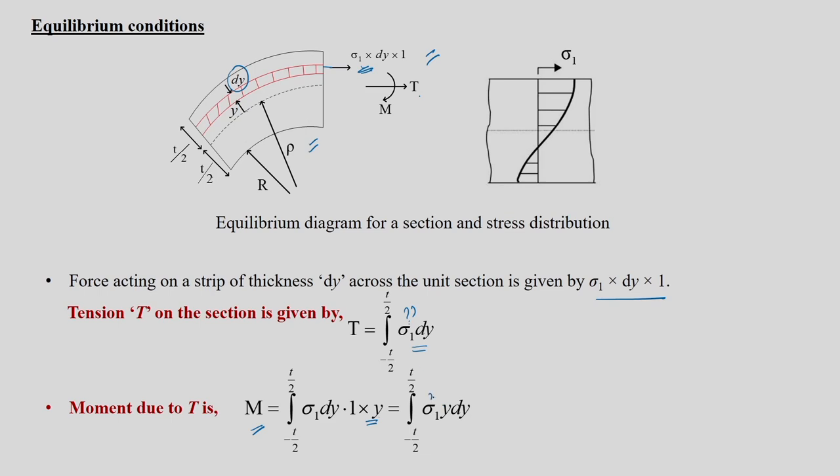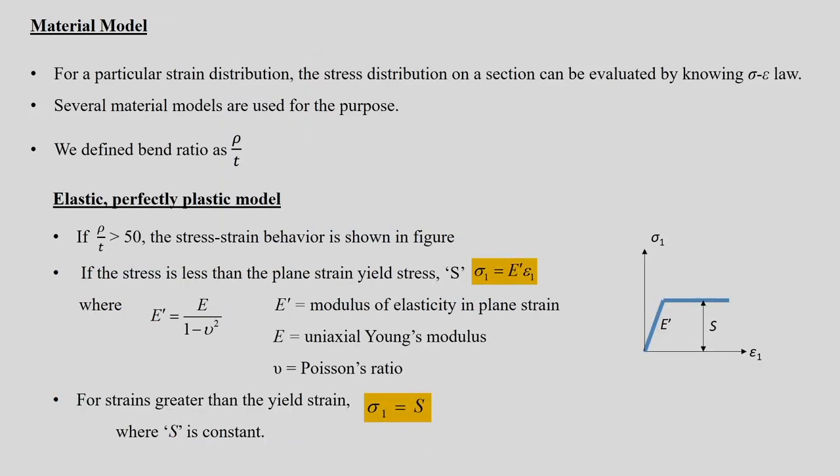So, if we know sigma 1, then we can find out tension and moment at this particular section when you bend a sheet. Now, how do you get the sigma? It depends on the material models that we are going to choose. That is what the next one is. We are going to assume some material model which relates sigma to epsilon.